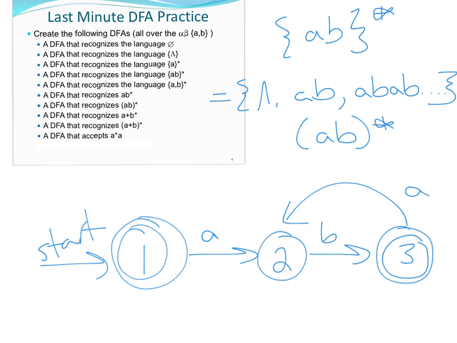So let's make that a loop for A, comma B. And if I'm at state 1 and I see a B, I fail immediately. If I'm at 2 and I see an A, I also fail. And if I'm at 3 and I see a B, I fail. So that recognizes all the strings that have 0 or more ABs in them, and that's it.